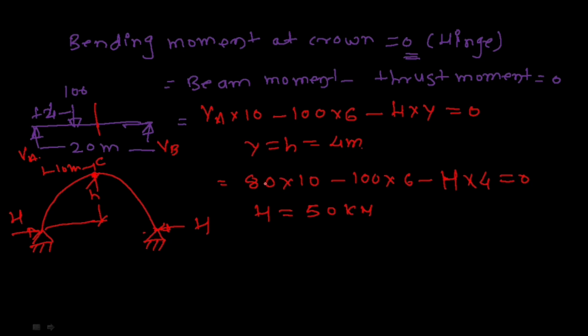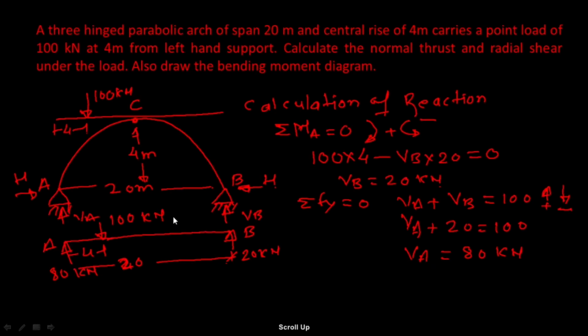In this way we got all the reactions, that is the vertical reaction at A, the vertical reaction at B, and the horizontal reactions at A and B. Because these are at the same level, that is why this H and this H are the same. So we can see here this is equal to 50, and this also is equal to 50.